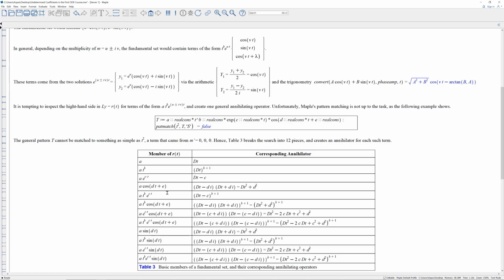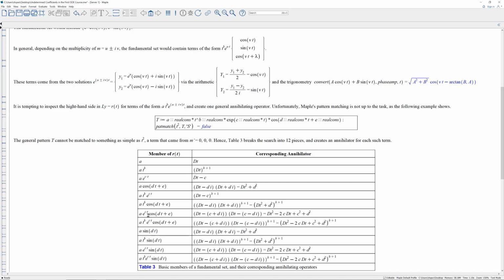Cosine, dt plus a constant. Well, it's d minus di times d plus di, which if you simplify is dt squared plus d squared. If you have a t to the b in front of e to the ct, it's this operator raised to the b plus 1. If you have a t to the b in front of the cosine, you're going to get what you had here raised to the b plus 1.